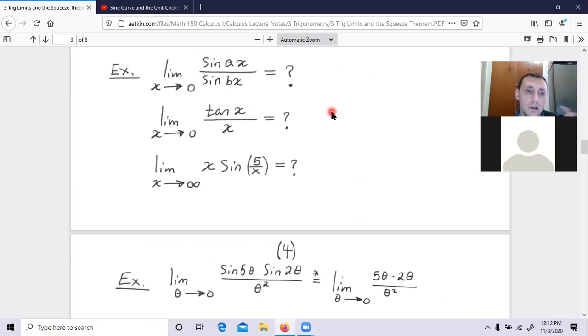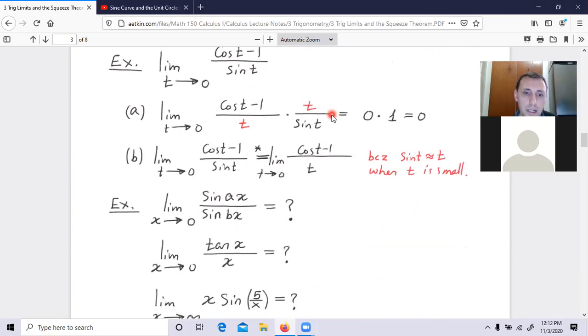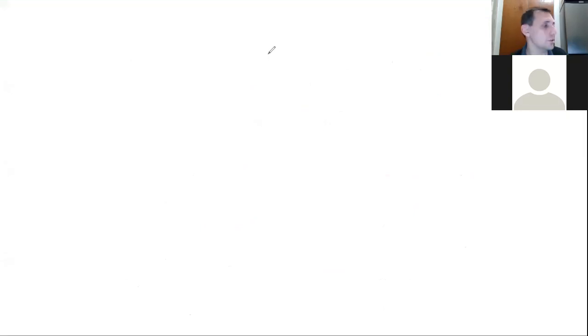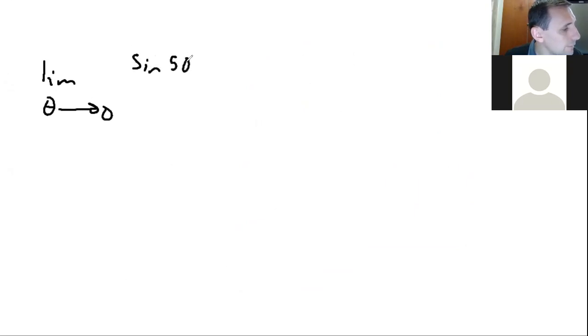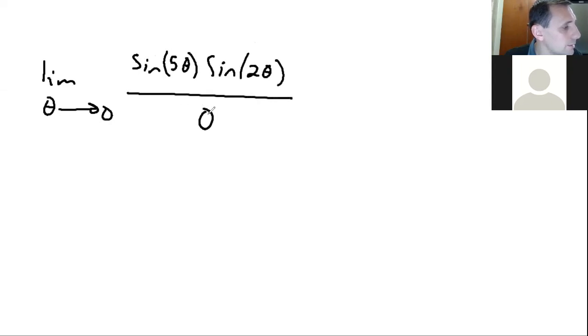Make sense? What about this limit, guys? How quickly can you do this one? Limit as theta goes to zero of sine of 5 theta times sine of 2 theta divided by theta squared. What is this limit?